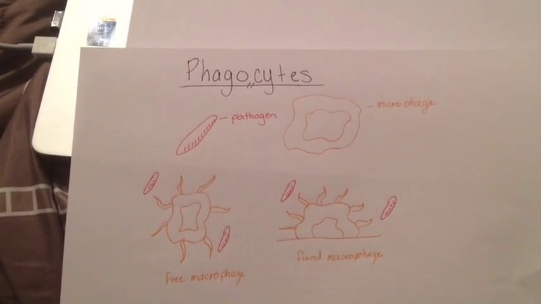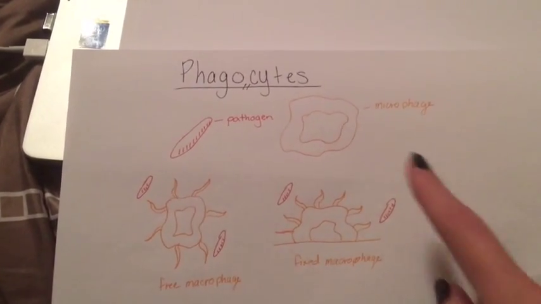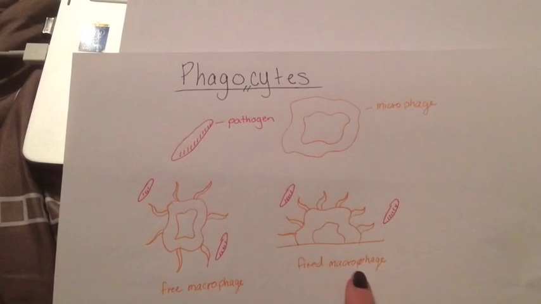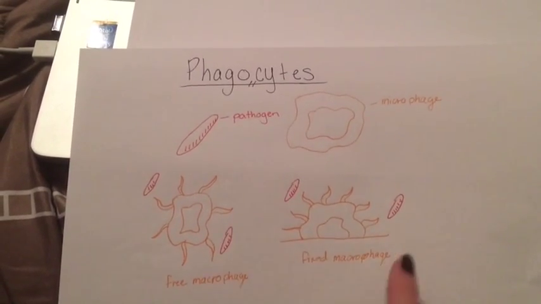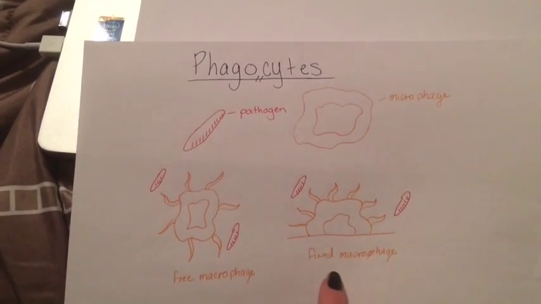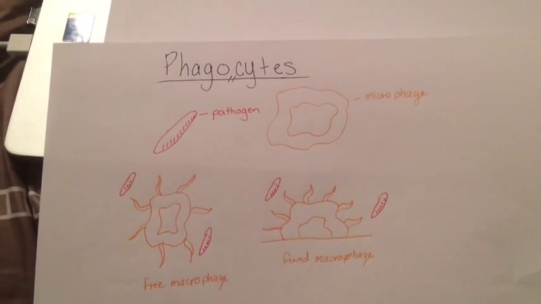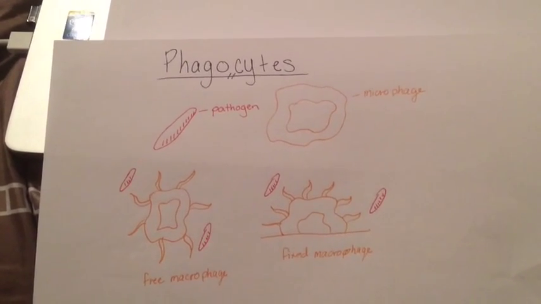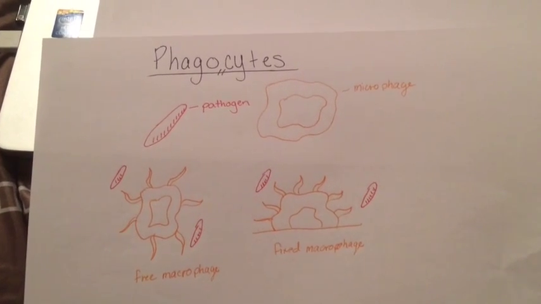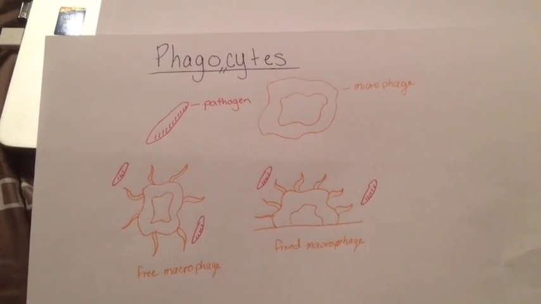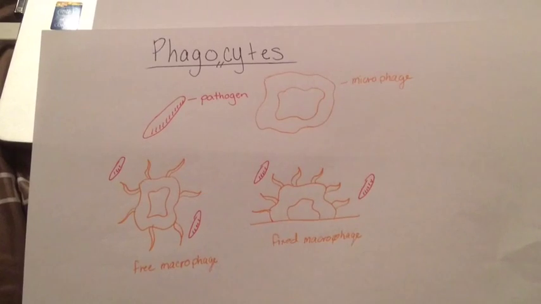These are phagocytes, and there are two types. There's the microphage and the macrophage, and there's two types of these. There's the free and there's the fixed. And they engulf pathogens and cell debris, and they are in charge of the destruction of the microorganisms.